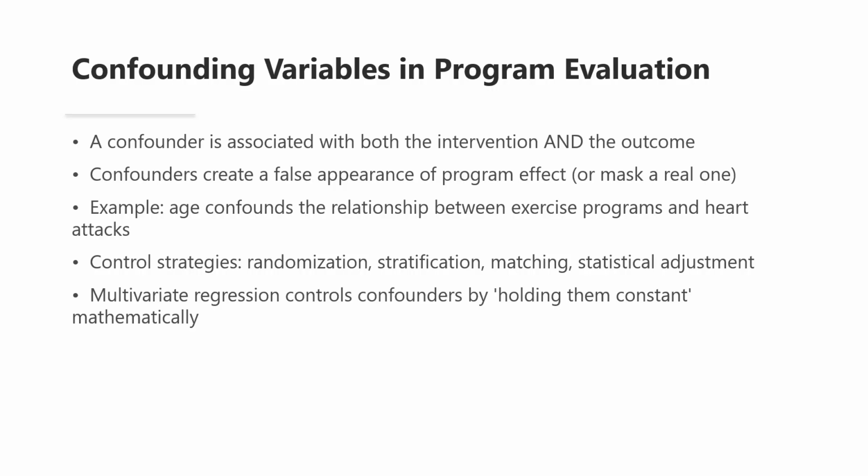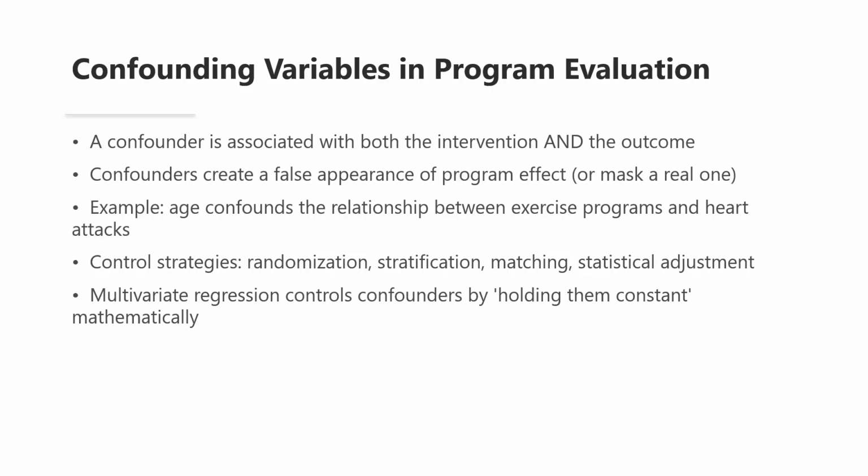Before you conclude that the program was effective, you need to consider confounding. What if program participants were predominantly younger employees in their 20s and 30s, while non-participants were predominantly older employees in their 50s and 60s? Age is strongly related to both the likelihood of joining a voluntary exercise program and the likelihood of having a heart attack. In this case, age is a confounder. The lower heart attack rate among participants might be entirely explained by their younger age, not by the program itself.